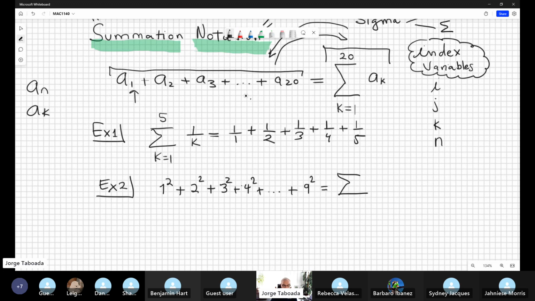So I try to investigate the pattern of the sequence. Oh, this pattern is a square. Every natural number, let me call it M, or I, or K, or J, whatever you want, is an index variable, squared, in my explicit formula. It can generate this sequence from n equal 1 to 9. This is exactly equivalent to this long summation. Cool? Cool or no?